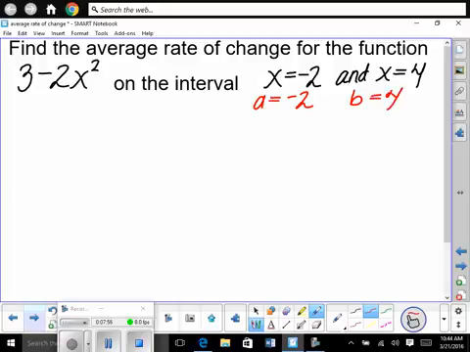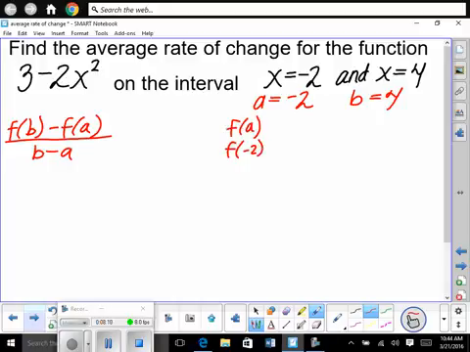So now to do our formula, which we know is f of b minus f of a, our function at a, all over b minus a, we need f of b and we need f of a. So let's do that. We're finding f of a. So aren't we really finding f of negative 2? Because a is negative 2.